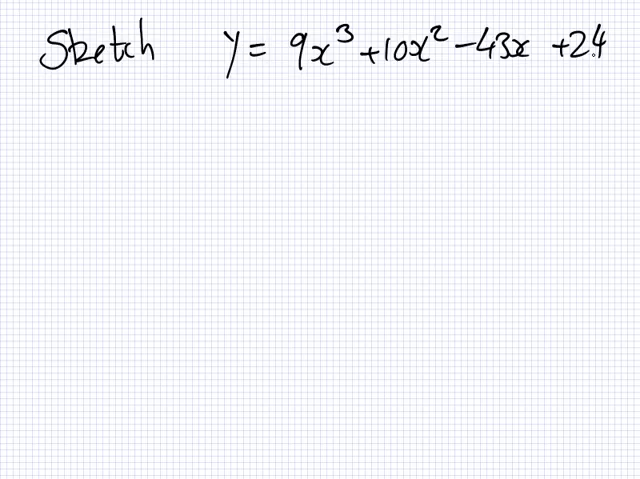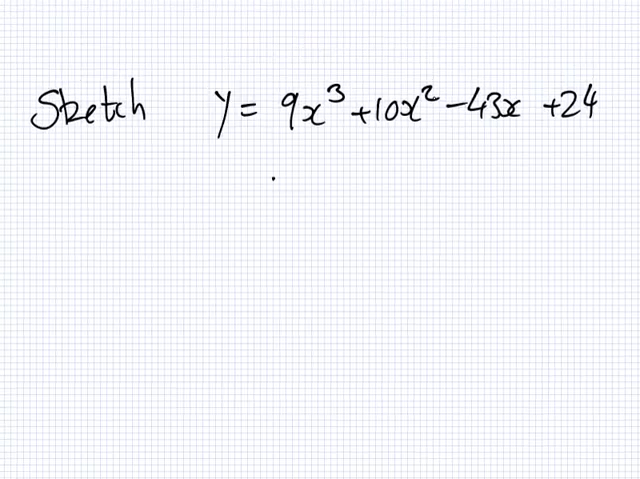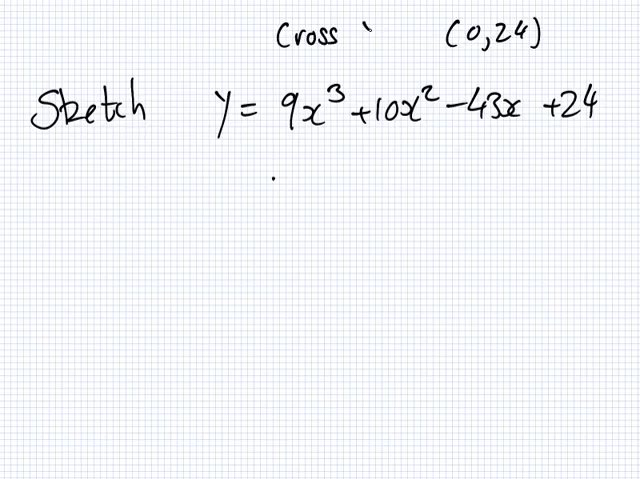So just like with the quadratic and the linear, there's one point we can always easily find, and that's the point where it crosses the y-axis. Where would that be here? It will be at 24. When x is 0, y is 24. So our first point is (0, 24). That's where it crosses y, and that's always the easy one to get.